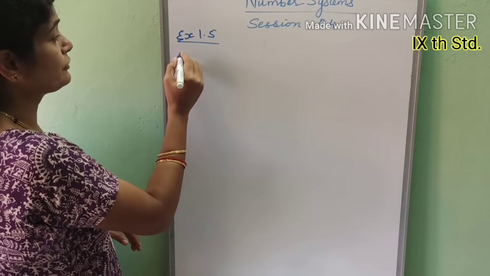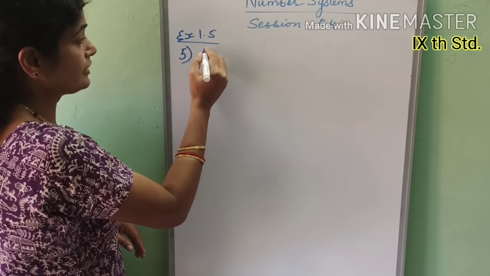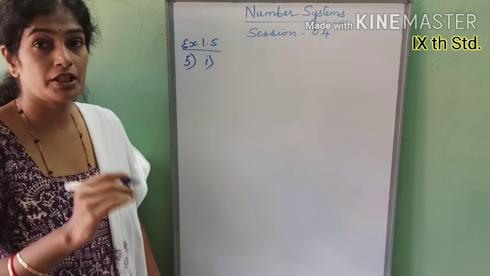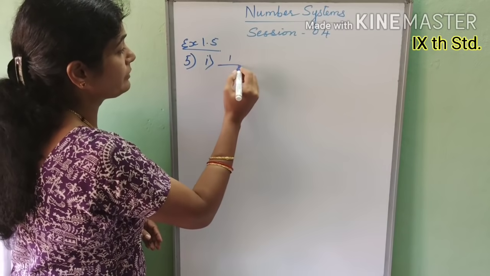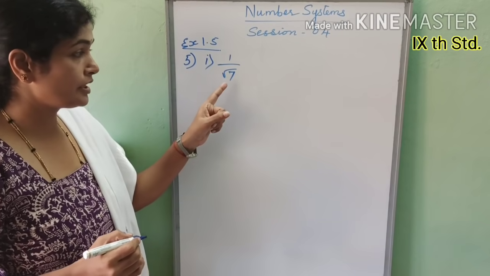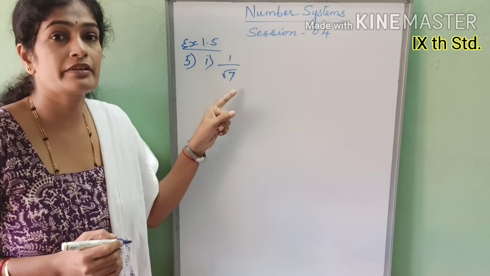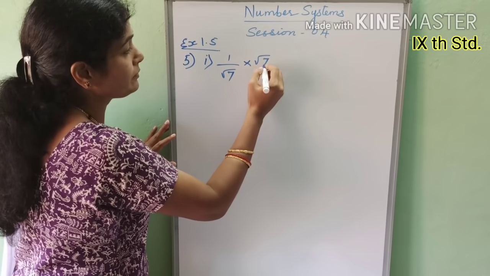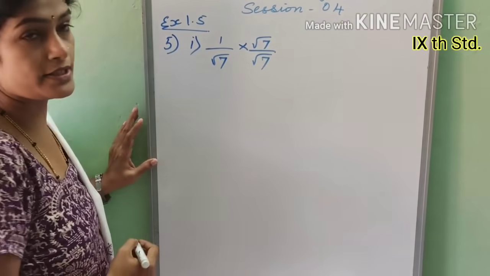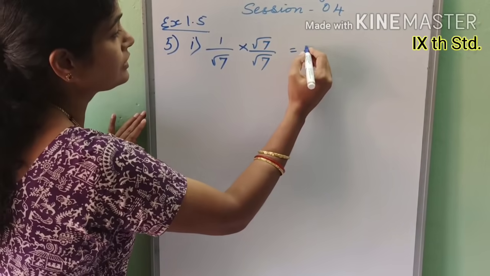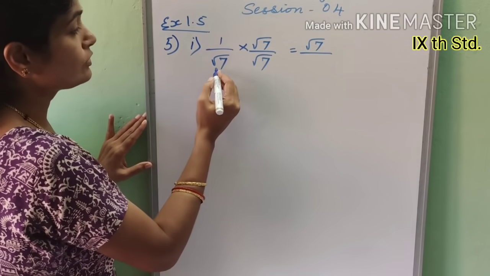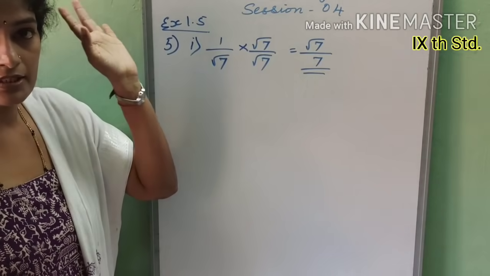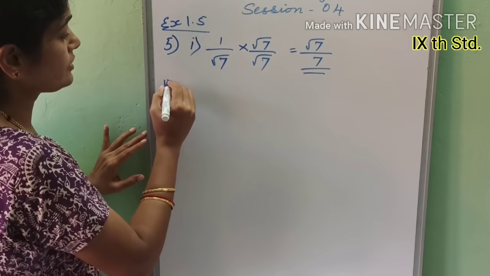Now look at the fifth question. Rationalize the denominators of the following. First one, 1 by root 7. The denominators are irrational, so you have to make them rational. What we will do is multiply and divide by root 7. So this will be root 7 divided by root 7 into root 7, which is 7. So the denominator is rationalized. Now see the next one.